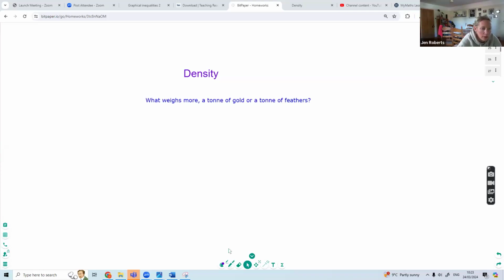Okay, so in this recording, we're going to be looking at density. Have a look at this question. What weighs more, a ton of gold or a ton of feathers? Well, they weigh the same, don't they? A ton weighs a ton.